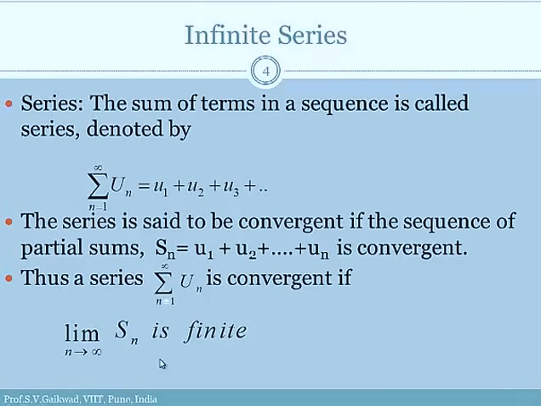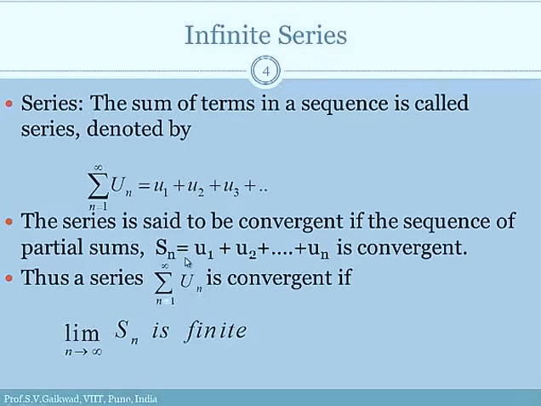Now we can define a sequence and a series. AP and GP are sequences. Now if you add the terms in a sequence, you get a series. The notation is sigma un, n equal to 1 to infinity, which is u1 plus u2 plus u3 and so on. We are going to study the convergence. It is defined as: the series is convergent if the sequence of partial sums is convergent.